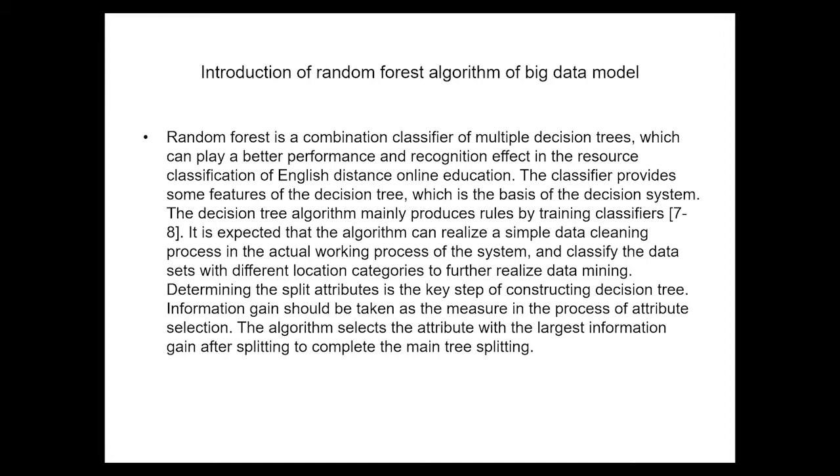Determining the split attributes is a key step of constructing a decision tree. Information gain should be taken as a measure in the process of attribute selection. The algorithm selects the attribute with the largest information gain after splitting to complete the main tree splitting.